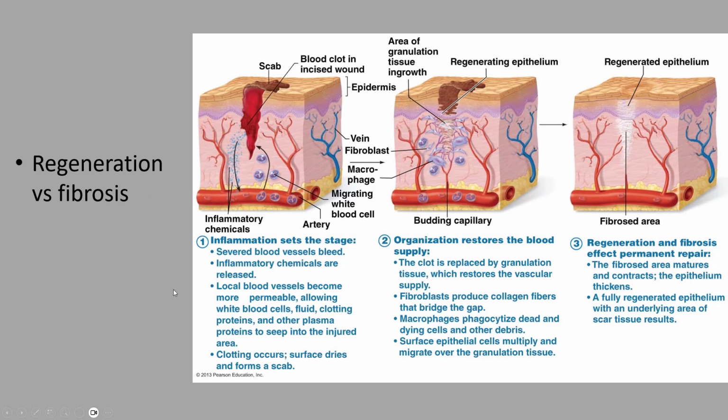The difference is when the tissue has finished repairing itself, what does it look like? What does it feel like? When you have a scar, that means there was a lot more fibrosis, not so much regeneration. When you have something like a paper cut and there's not really a scar there, that was a lot more regeneration and not very much fibrosis.